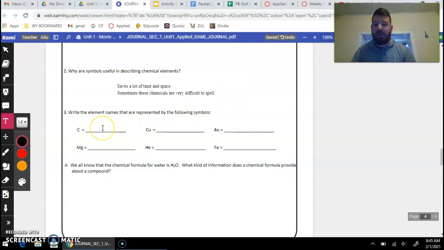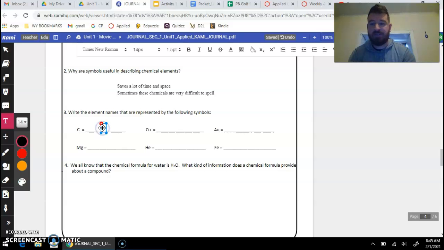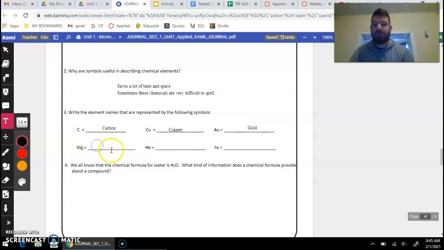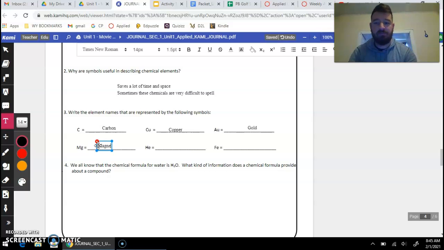So you should have already come up with the names here. C should be carbon. Cu should be copper. It's Cu because it comes from the Latin word cuprous or cuprum. And it can't be Co because that's already cobalt. Au is gold. It comes from the Latin word aurum. Mg is magnesium. He is helium. And lastly, we have Fe, which is iron. It comes from the Latin word ferrum.